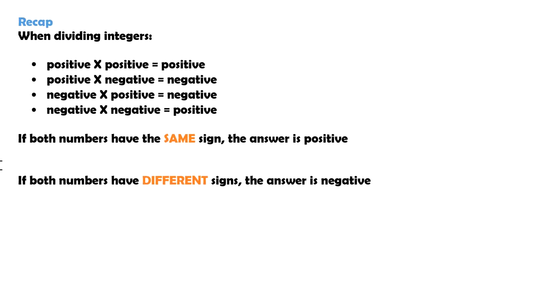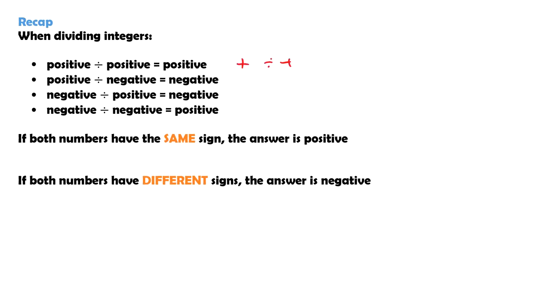So to recap, when we're dividing, they're the same rules as when we're multiplying. If we have a positive divided by a positive, we get a positive. Positive divided by a negative is a negative. Negative divided by a positive is a negative. And finally, a negative divided by a negative is a positive.